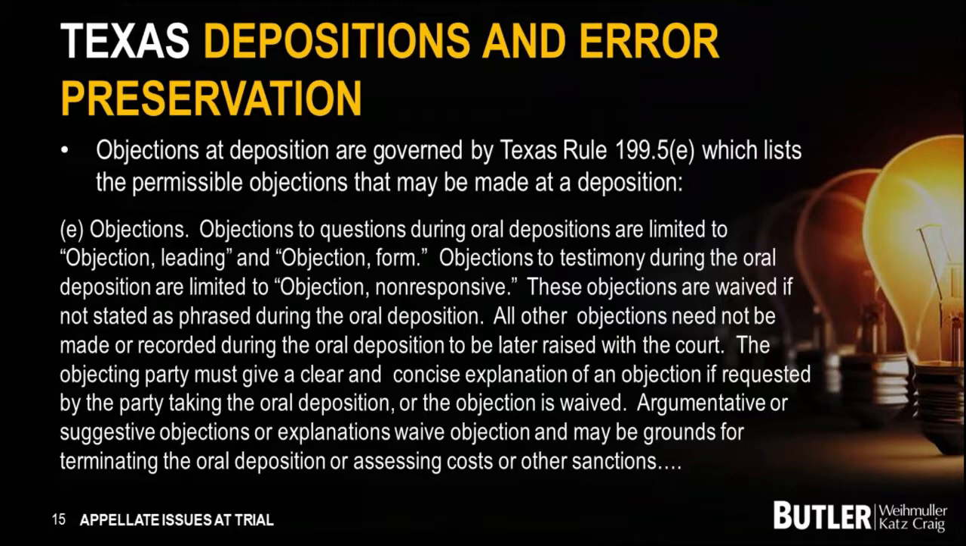And these objections are waived if not stated as phrased during the oral deposition. And all other objections need not be made or recorded during the oral deposition to be later raised with the court. Now, the objecting party, according to the rule, must give a clear and concise explanation of an objection if requested by the party taking the depo, or the objection is waived. Argumentative or suggestive objections or explanations waive the objection and may be grounds for terminating the oral depo and for sanctions. So it's all set forth in the rules in Texas, which is very interesting, but certainly something to be aware of if you're a Texas lawyer deposing a witness in Texas.